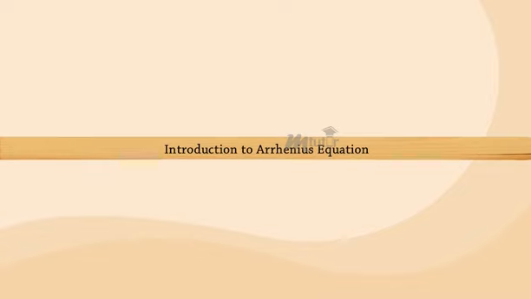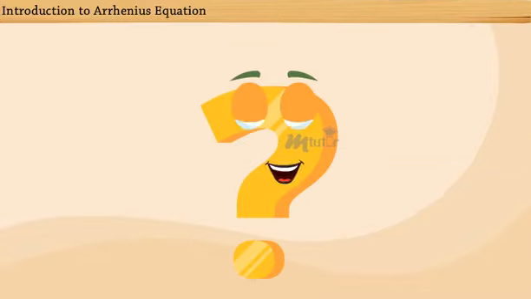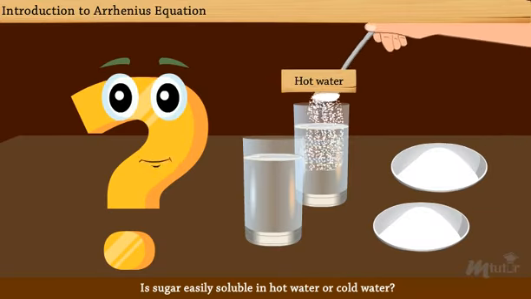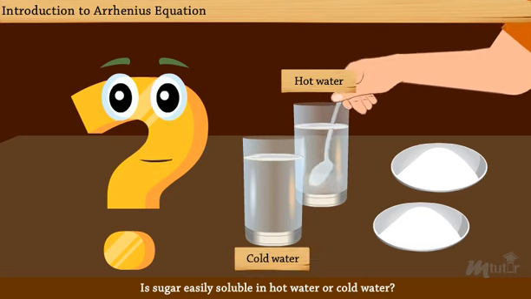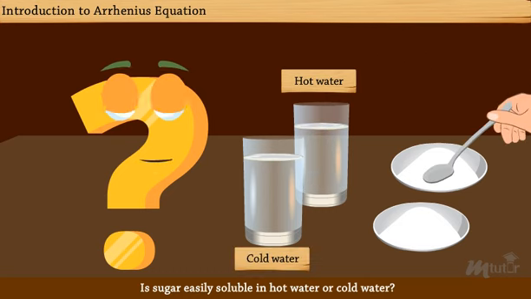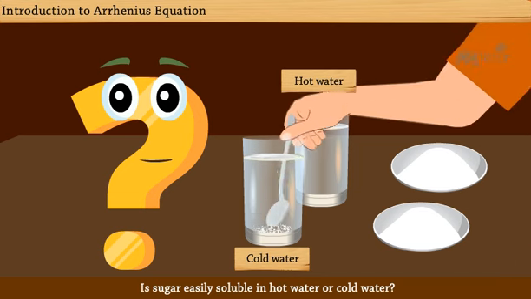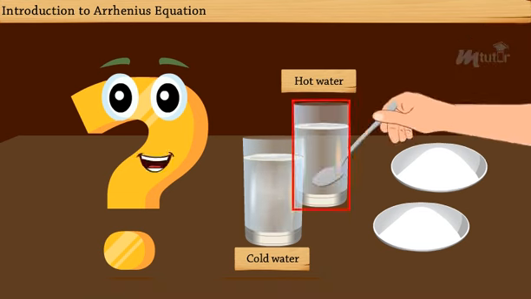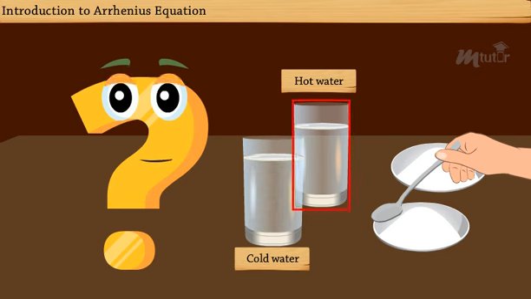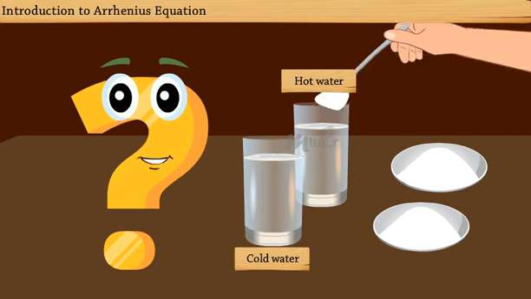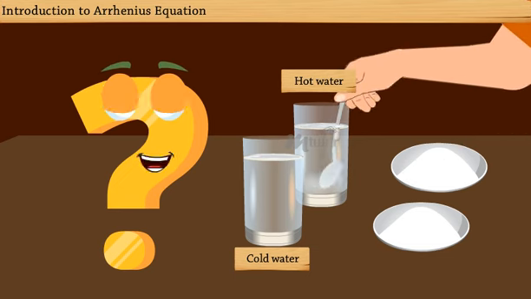Introduction to the Arrhenius Equation. Let's start with a question. Is sugar easily soluble in hot water, or cold water? Hot water, is it not? Do you know why? This is because hot water has more energy than cold water. So, sugar dissolves faster in hot water than in cold water.